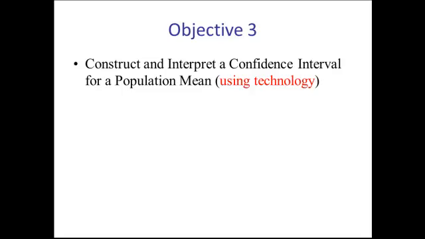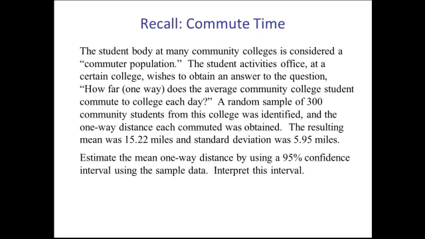Lesson objective. If you recall our commute time example from the previous video, a random sample of 300 students from this college was identified and the one-way distance each commuted was obtained. The resulting mean was 15.22 miles and the standard deviation was 5.95 miles. Estimate the mean one-way distance by using a 95% confidence interval using the sample data.